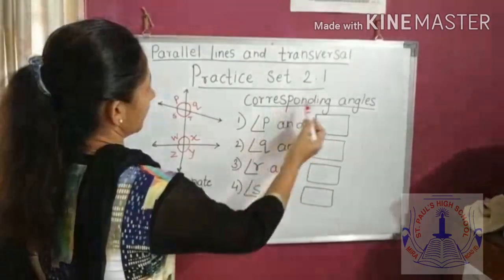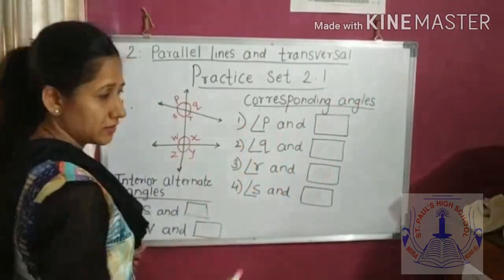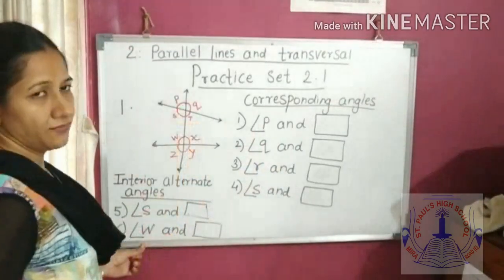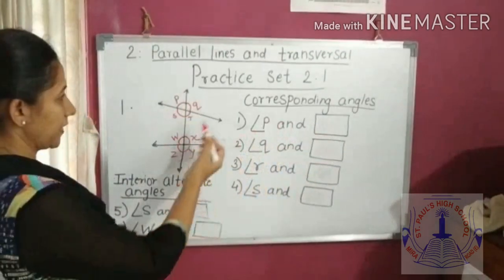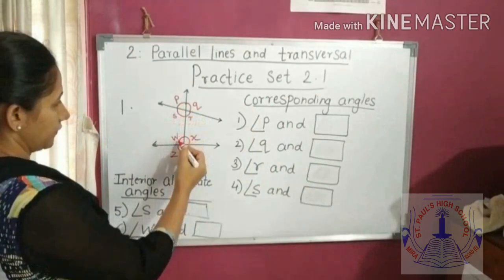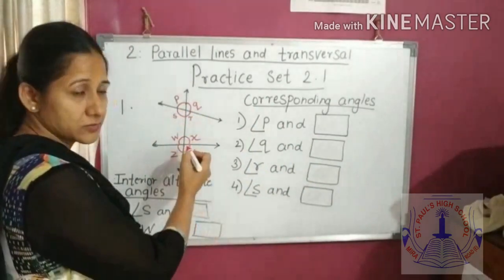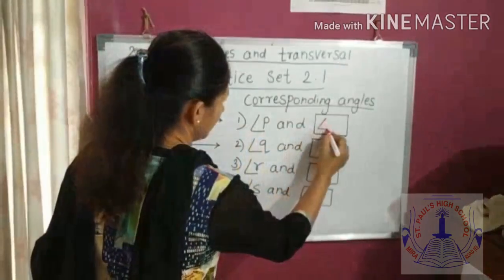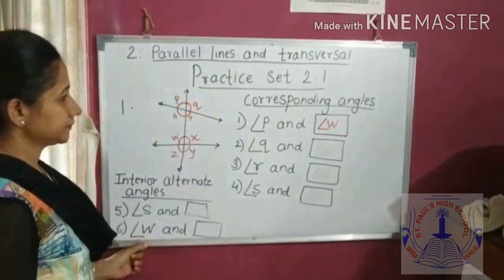Clear? So, they have asked corresponding angles. From the pair, one of the angles is given. Here we have angle P. Angle P is over here in the figure. For angle P, to form a pair of corresponding angles, we have angle W over here. So angle P and angle W form a pair of corresponding angles.